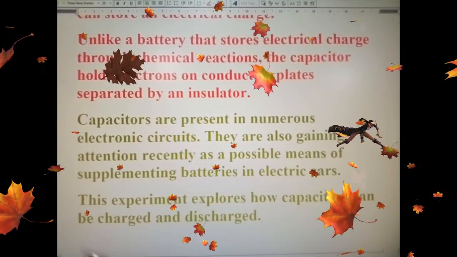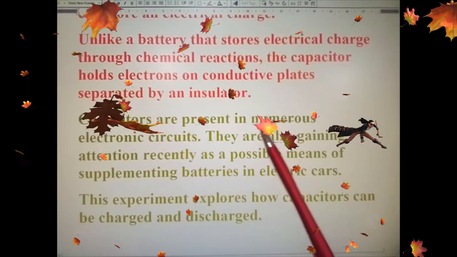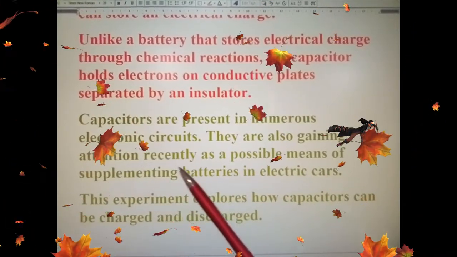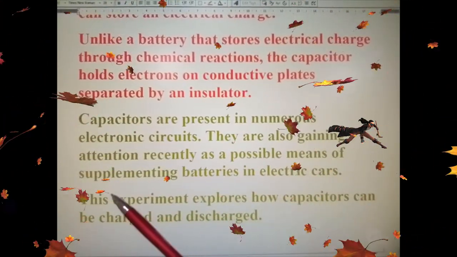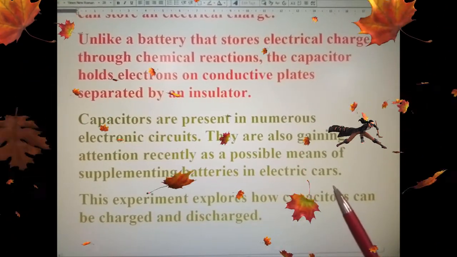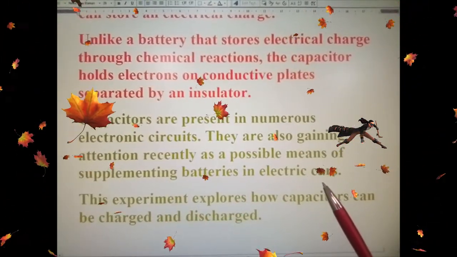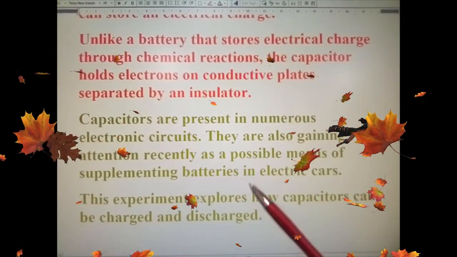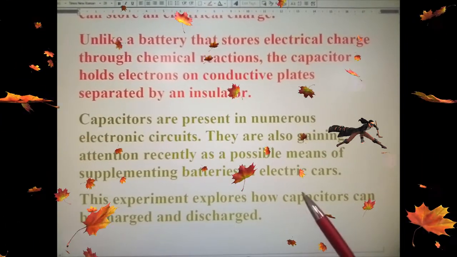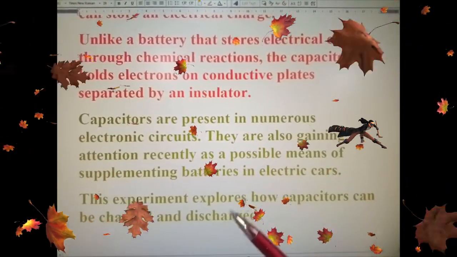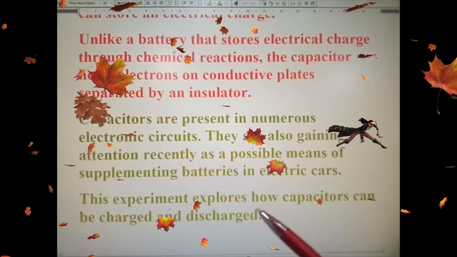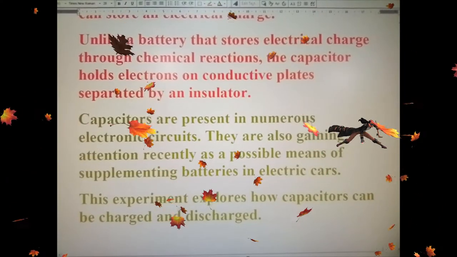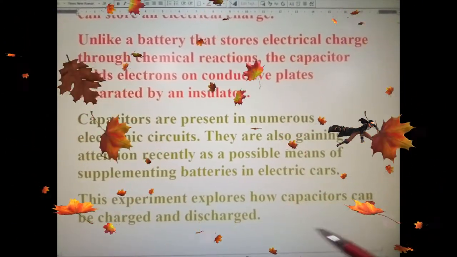Now, capacitors are present in numerous electronic circuits. They are also gaining attention recently as a possible means of supplementing batteries in electric cars. Now, you can see already here that we are looking at means of providing electrical energy for electric cars, and this was probably looked at sometime before electric cars became even mentionable at that point in time. This experiment explores how capacitors can be charged and discharged.